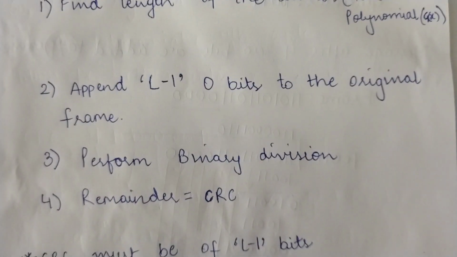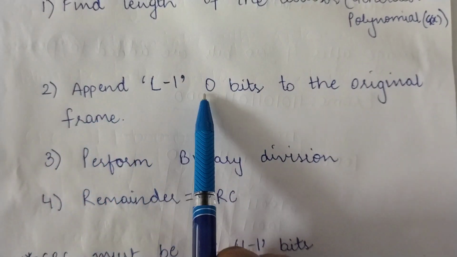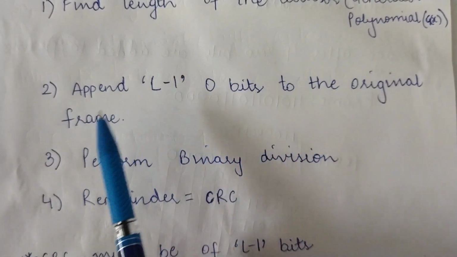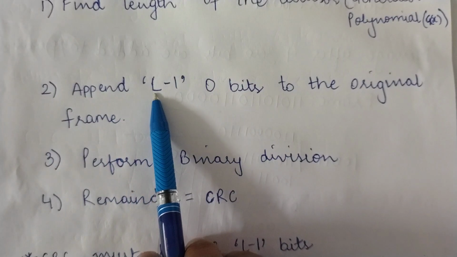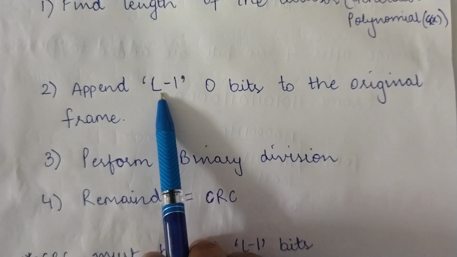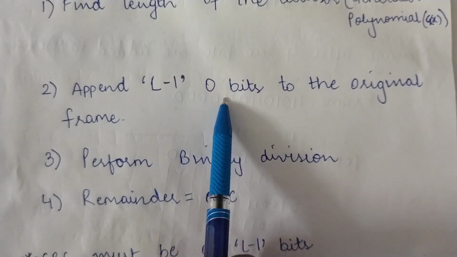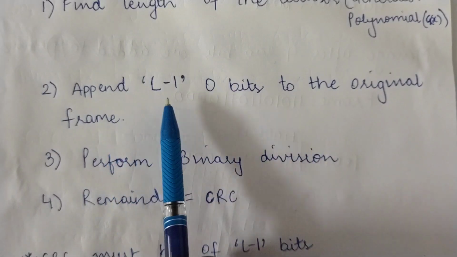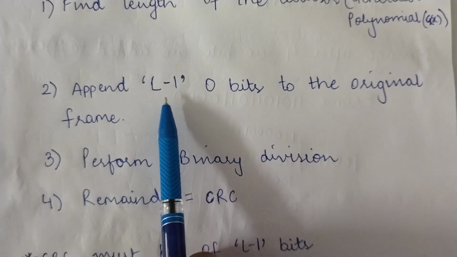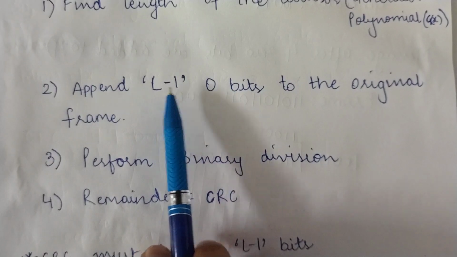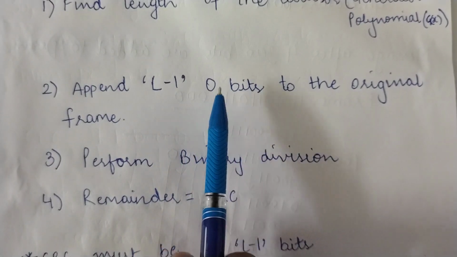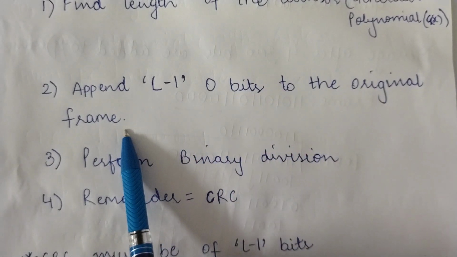After that, in the second step, append L minus 1 zero bits to the original frame. So L is the length of the divisor. So you have to append L minus 1 zero bits to the original frame. So say for example, if the length of the divisor is 5, that means 5 minus 1, 4 zero bits will be appended to the original frame that you are provided with.